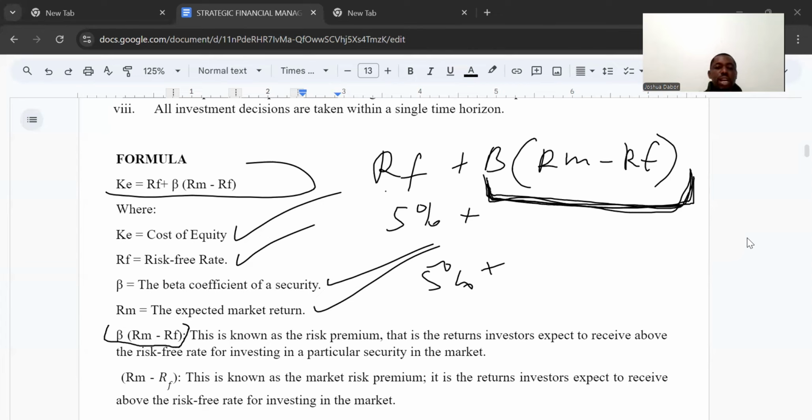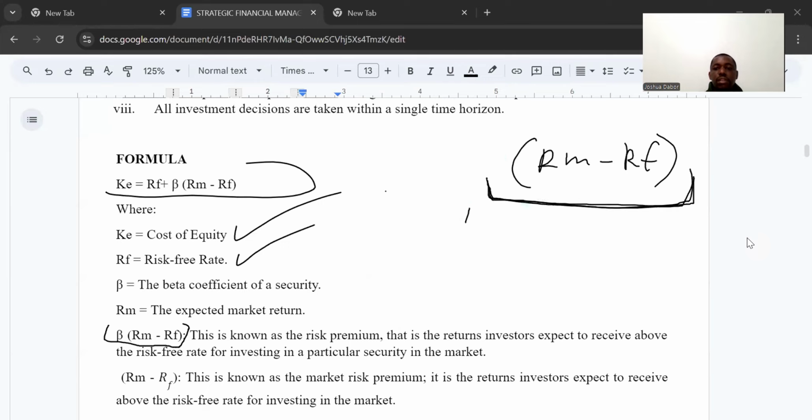Now, in that same formula, we also have RM minus RF. So RM minus RF is the risk premium for investing in what? In the market. So it is called the market risk premium. So for me to invest in the market, this must be in place. I must have a higher return. Okay. So let's scroll down a little.